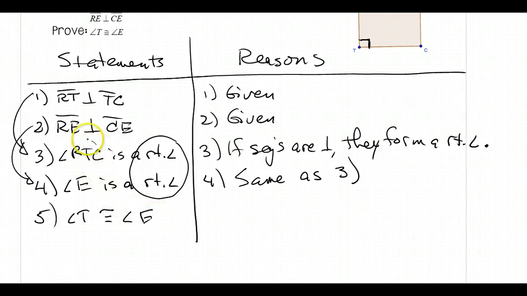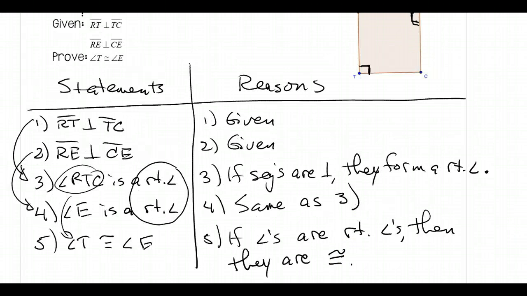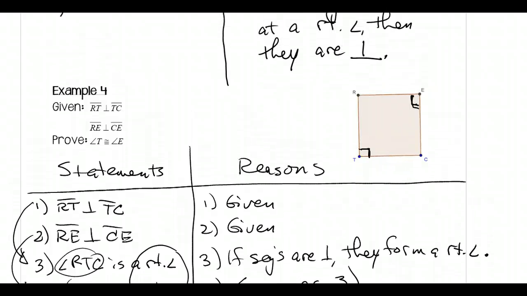That's angle T over here. Because if angles are right angles, then they are congruent. Alright, so proofs are going to start getting a little bit longer.